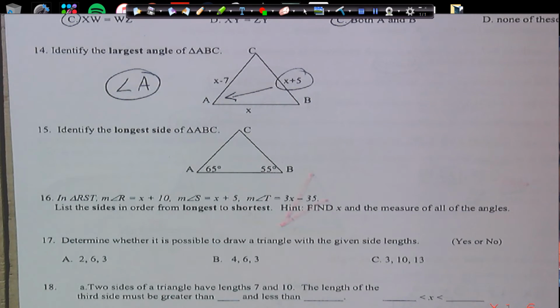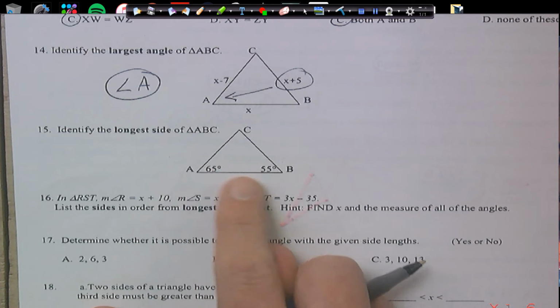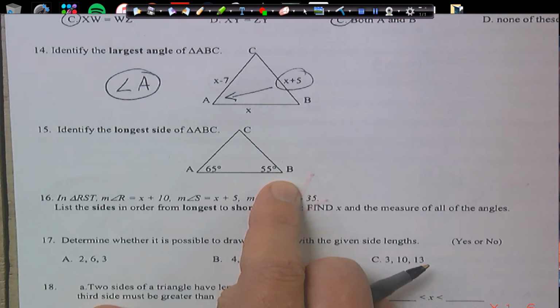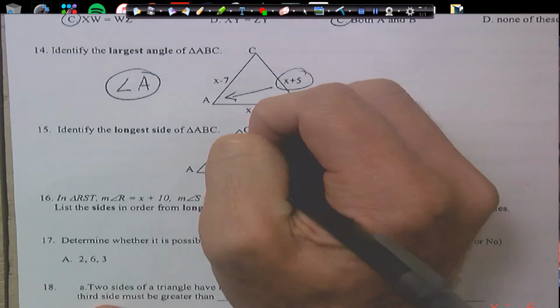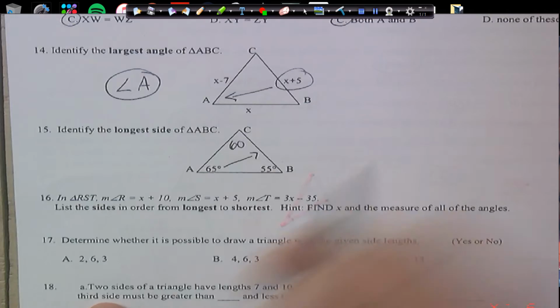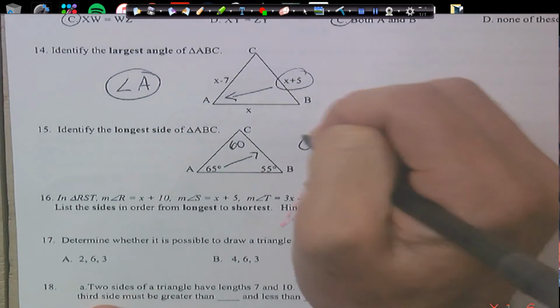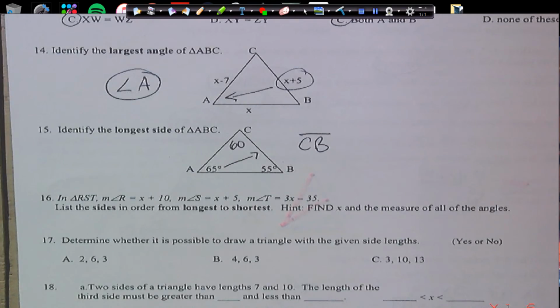What is the longest side? Well, first I have to find out what the other angle is. So 65 plus 55, that's going to be, let's see, 70, 120. So this is 60 degrees. So the longest side is opposite the longest angle. So the biggest angle is 65. So our answer is CB, which is the name of my dog, Cuddlebug.